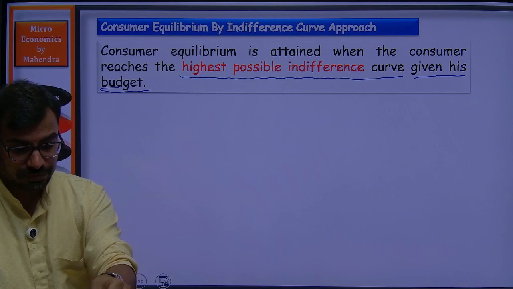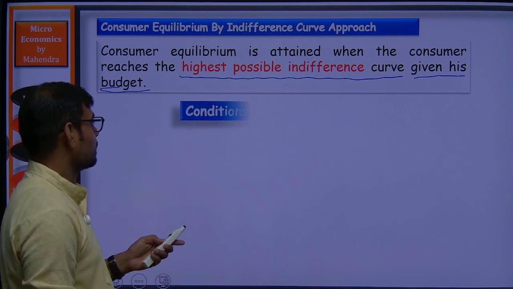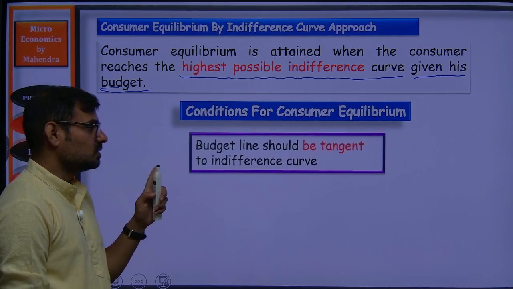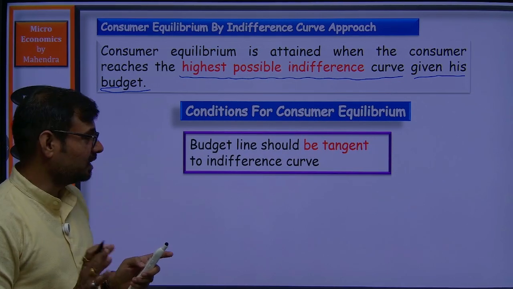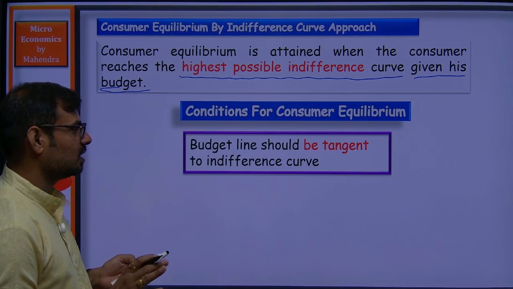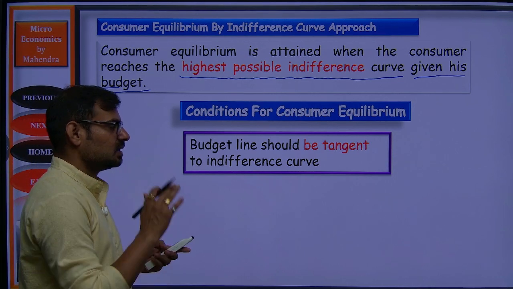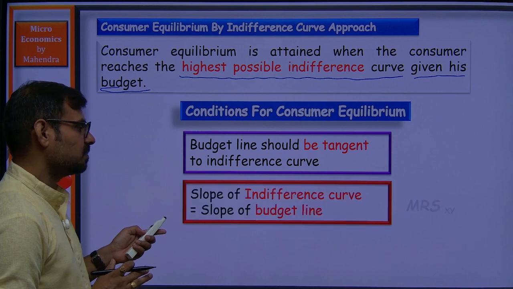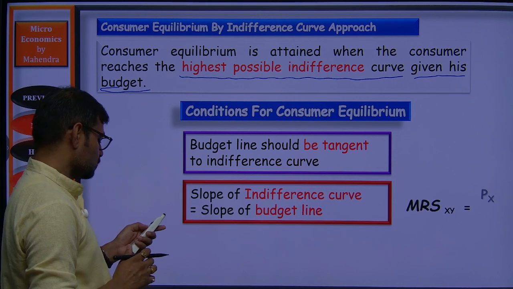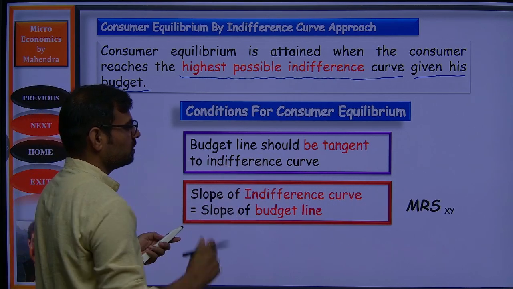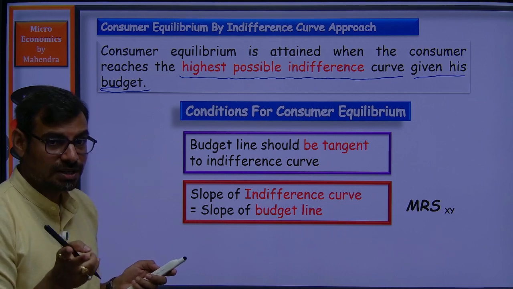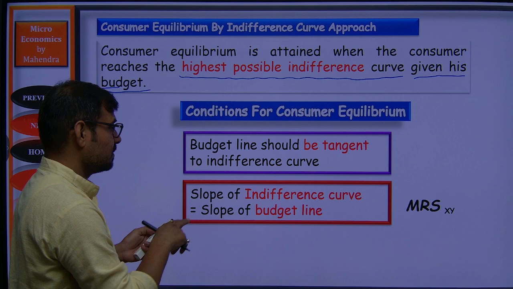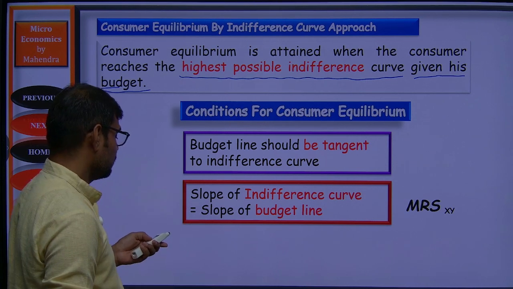Now, there are three conditions of consumer's equilibrium. It might seem very technical to you, but once we get into the graph, you'll be clear with these three things. So just keep these three conditions in your mind and I'll explain them one by one. The first is that the budget line should be tangent to the indifference curve. So what is tangency of budget line? If you've studied mathematics, you will have a little idea. Else I'll be explaining here, no problem.